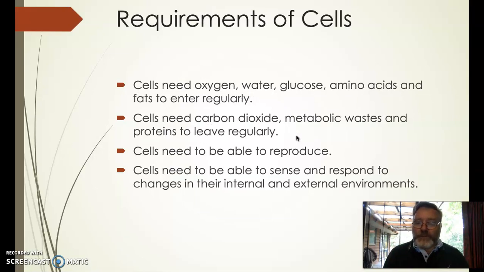So, what are these requirements of cells? Well, cells need oxygen, water, glucose, amino acids, and fats to enter on a regular basis. These are required for the cell's metabolism to create structures and the proteins which it uses. Cells also need carbon dioxide and metabolic wastes to leave because they're waste products, and proteins. They might be making proteins and getting them out of the cell, so they need to be able to get rid of them.